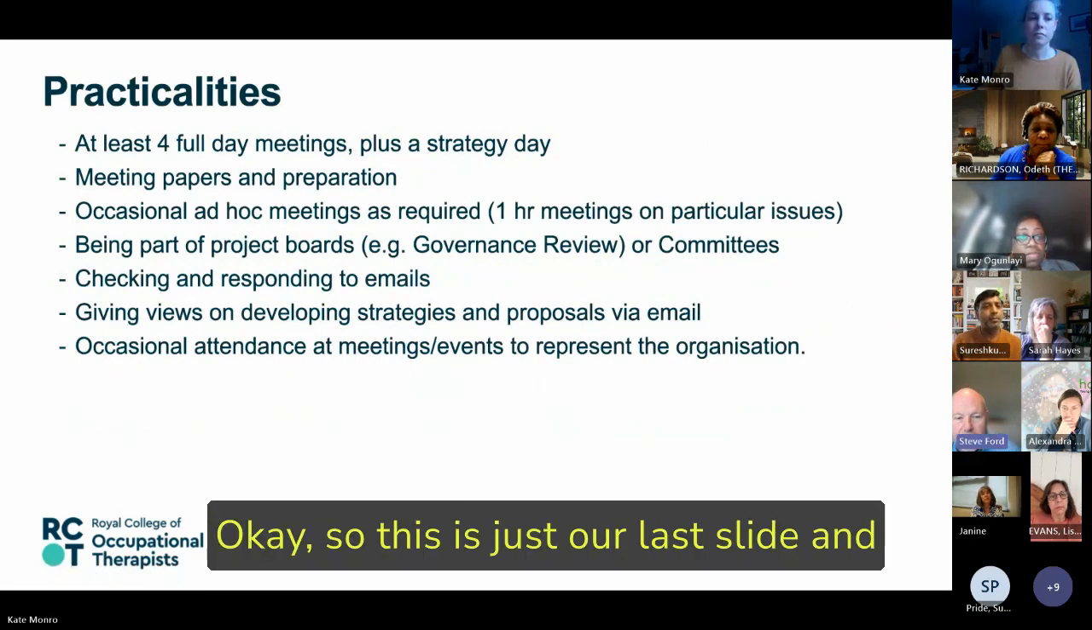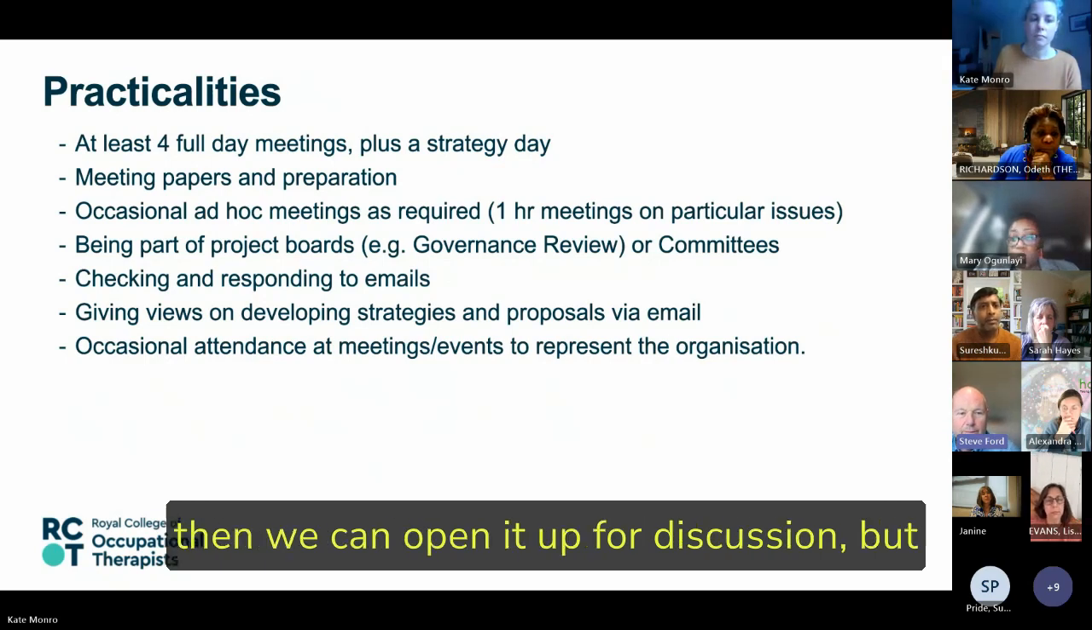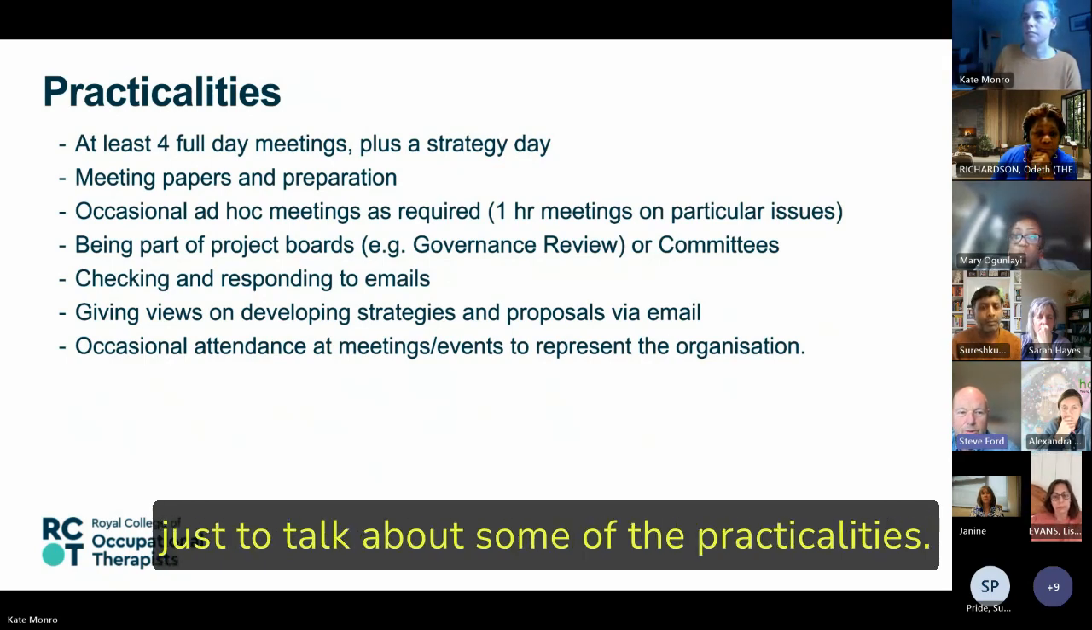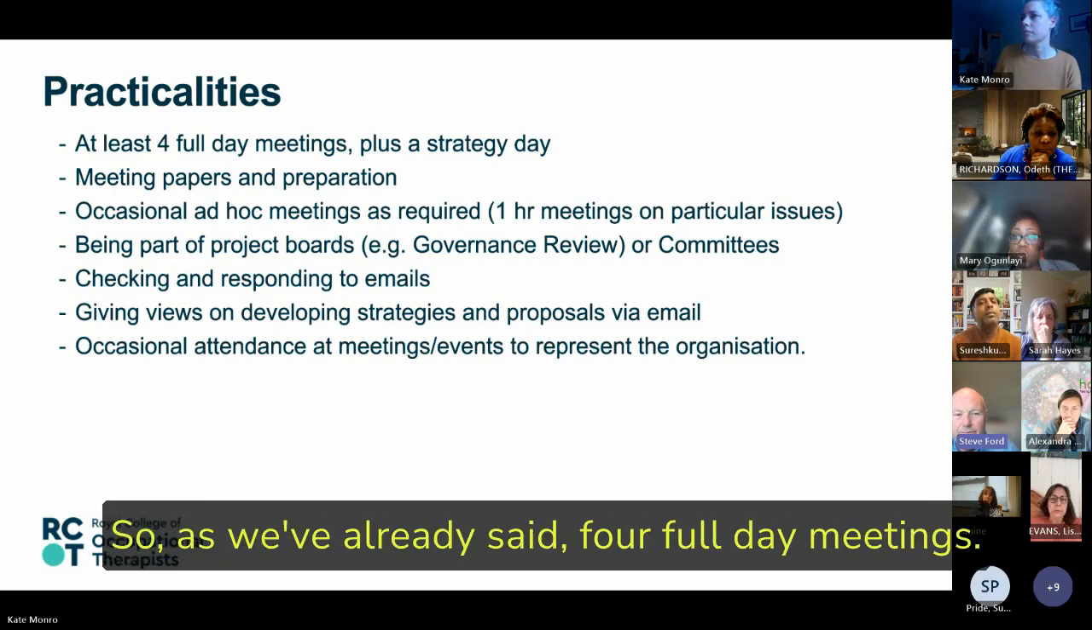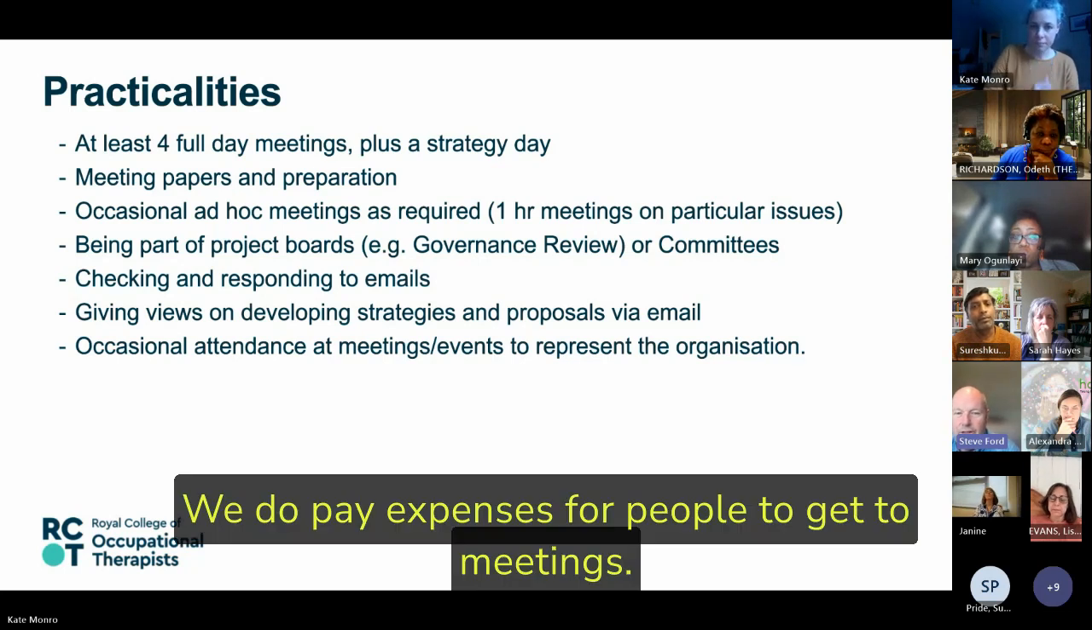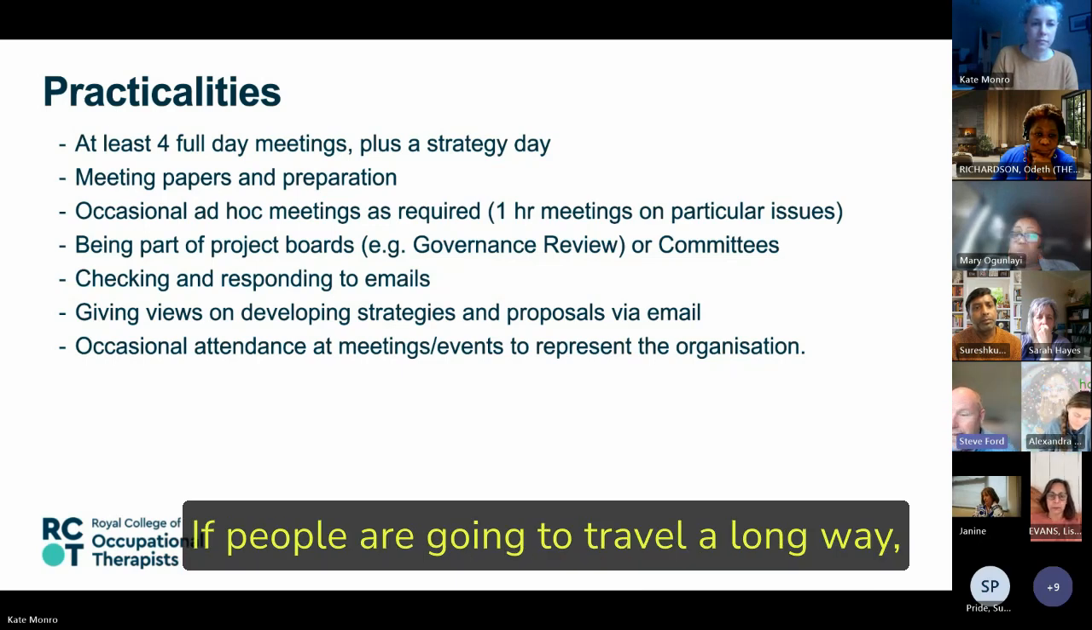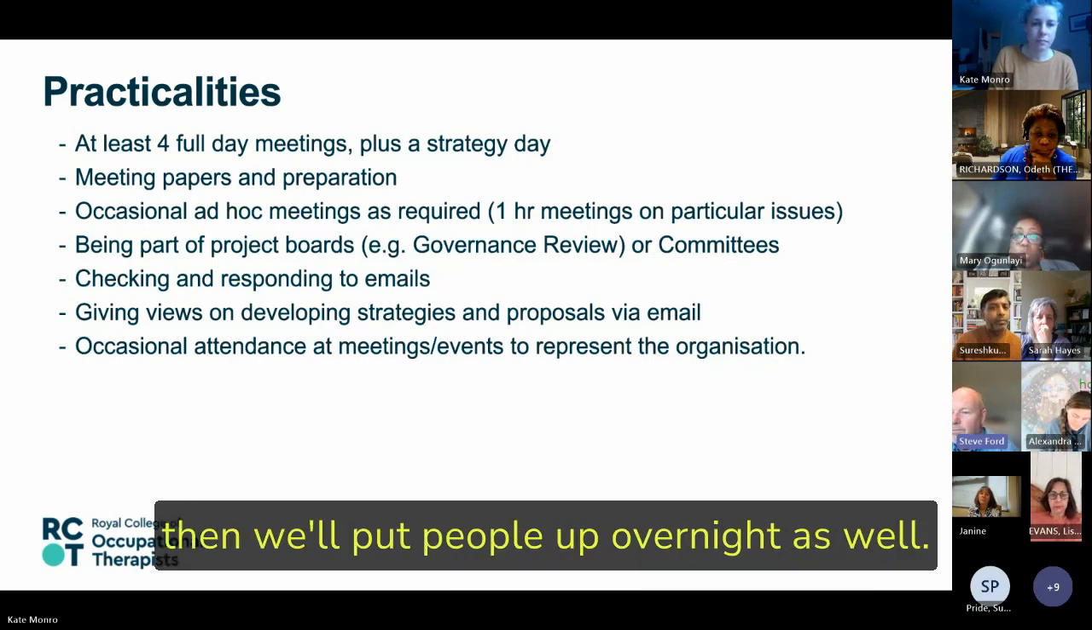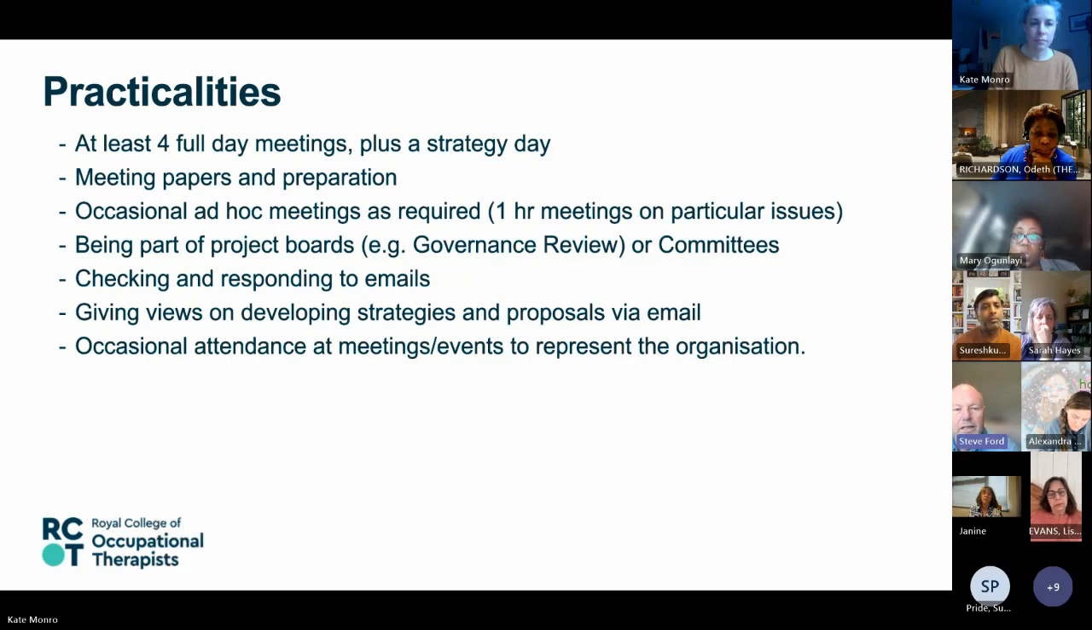Okay, so this is just our last slide, and then we can open it up for discussion, but just to talk about some of the practicalities. As we've already said, four full day meetings. We do pay expenses for people to get to meetings. If people are going to travel a long way, then we'll put people up overnight as well.